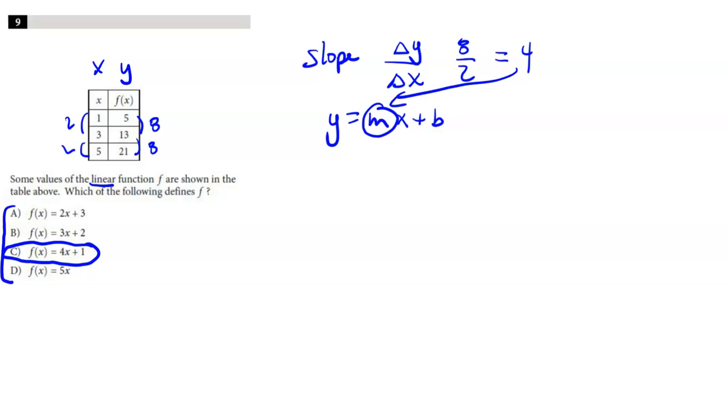If you wanted to get the b part, like let's just say that the question wanted to know the y-intercept piece, you could work backwards.